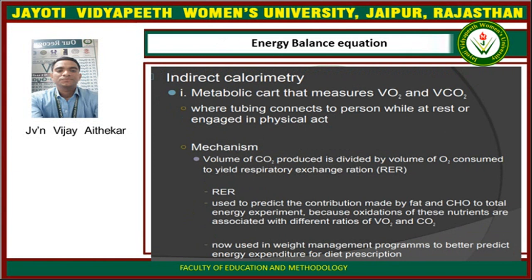Indirect calorimetry measures VO2, VCO2, etc. Mechanism: the volume of CO2 produced is divided by the volume of oxygen consumed to yield the respiratory exchange ratio, defined as RER. RER is used to predict the contribution made by fat and carbohydrate to total energy expenditure.